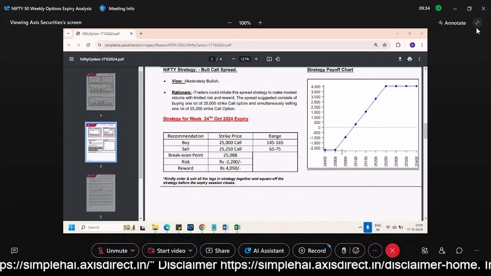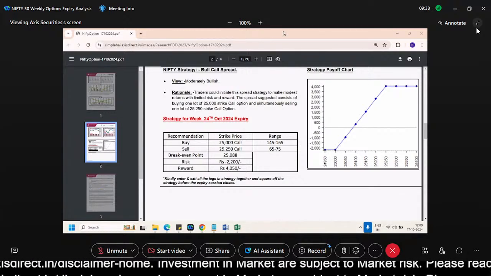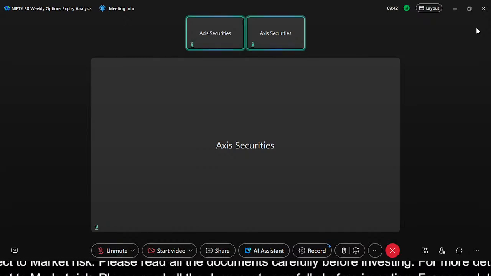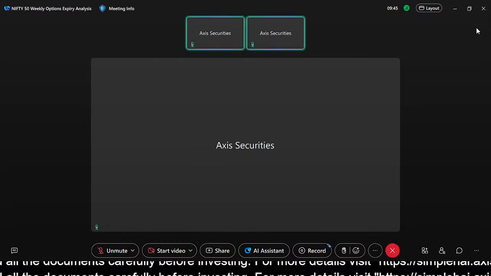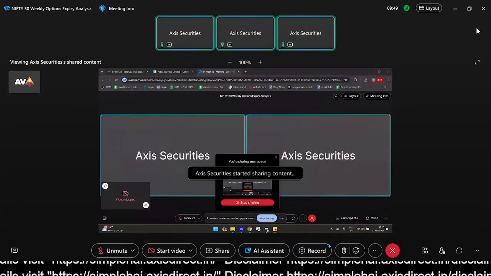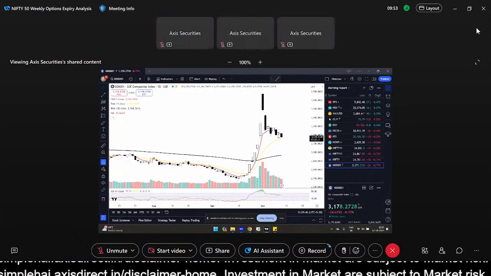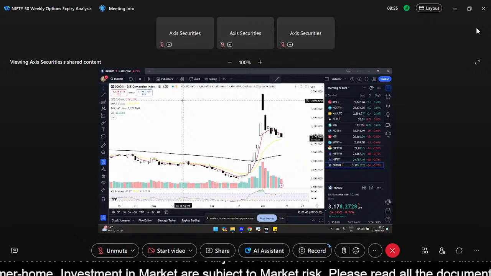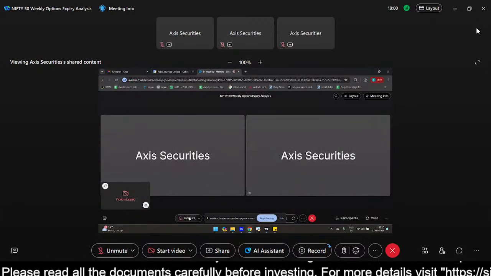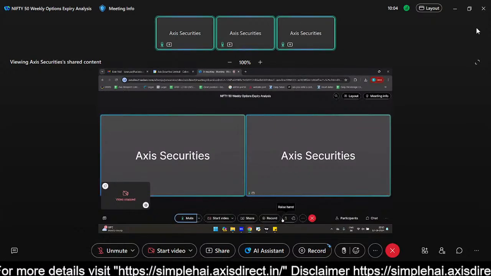With this, I'll hand over the session to Karan Pai, who is the research analyst, and he'll be walking you through the Nifty 50 expiry, followed by the support and resistance and the OI data, and the sector outlook. Karan, over to you. Yeah. Thank you, Rohit.